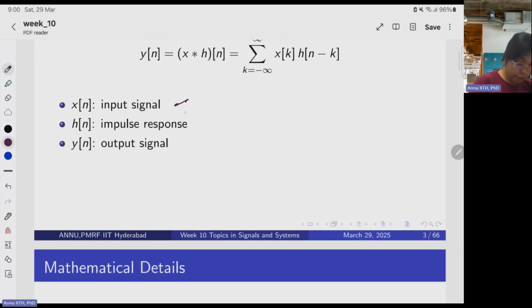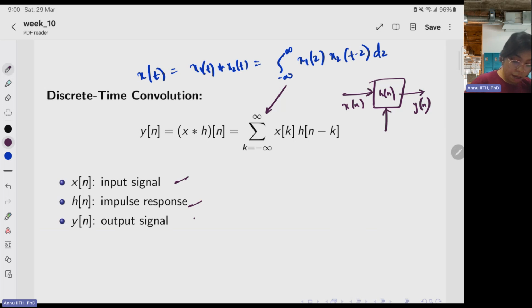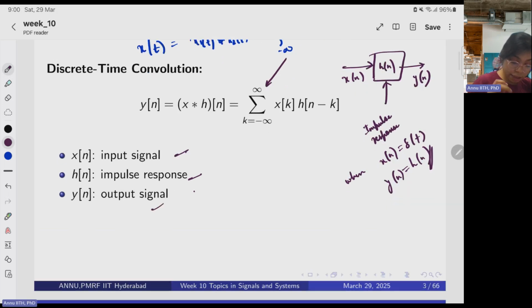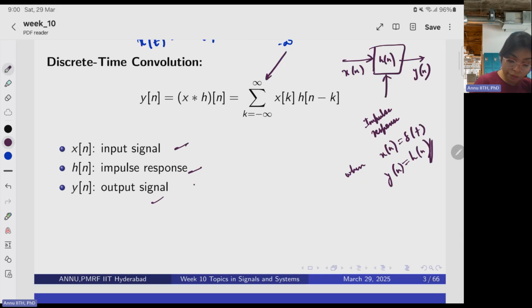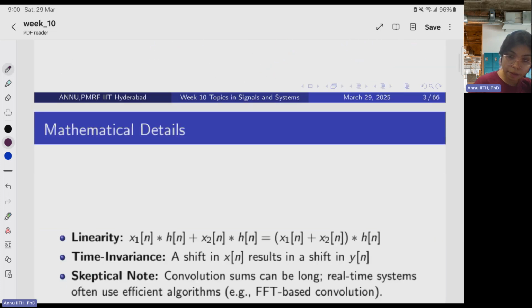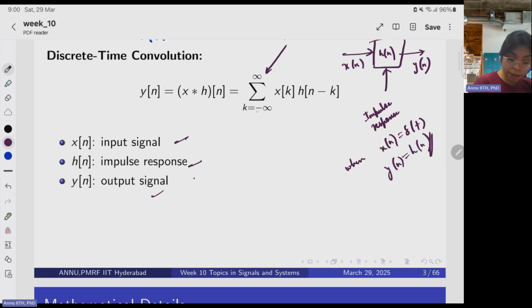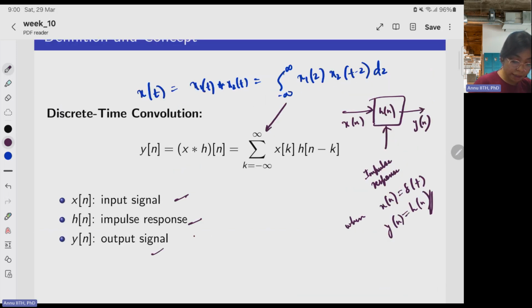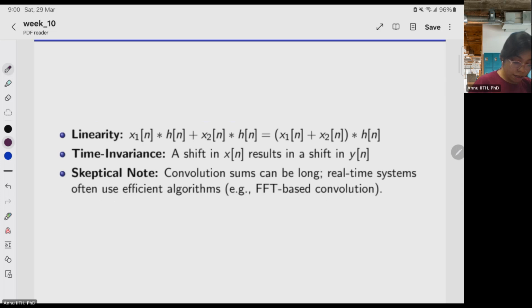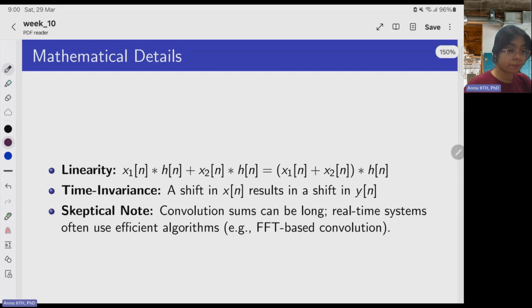The input signal is x of n, and h of n is the impulse response. Why do we call it the impulse response? Because when x of n is equal to delta of n, y of n is equal to h of n. y of n is the output signal, and this goes from minus infinity to infinity of x of k, h of n minus k. Here we are doing the summation with respect to k, not n. That's why we are getting the output in terms of n. So these are some mathematical details.